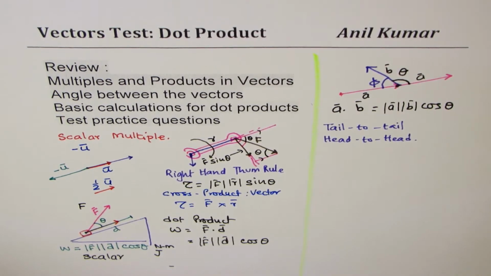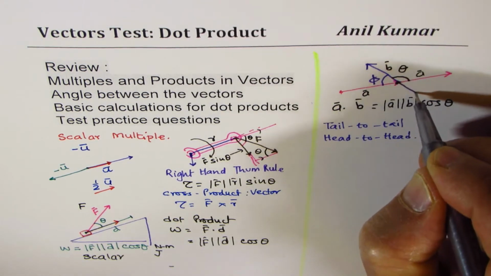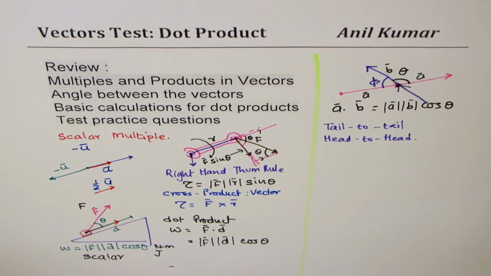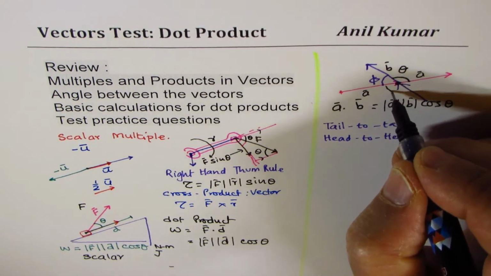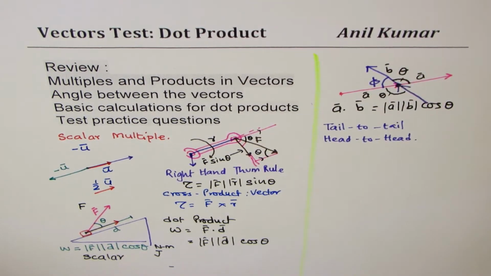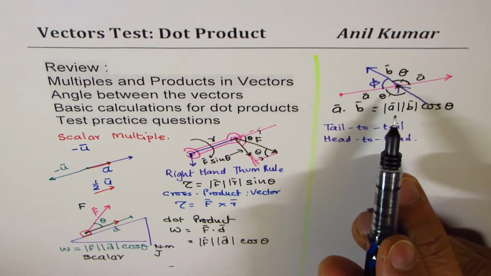Or you could have placed them head to head. That is to say, well, this was vector A, B vector considered like this. Now both heads are here, perfect. So this angle will be angle theta. So they are vertically opposite angles, always equal. So that's the angle which you have to always consider.